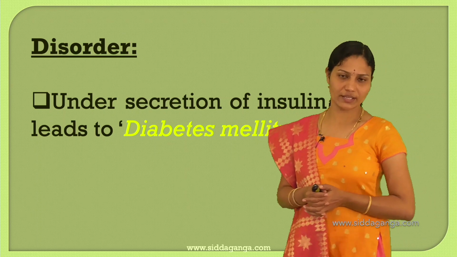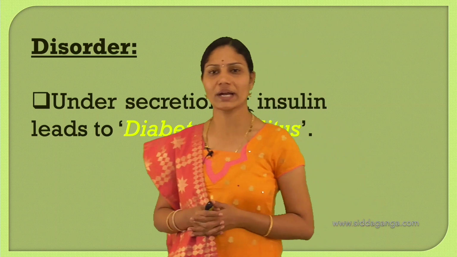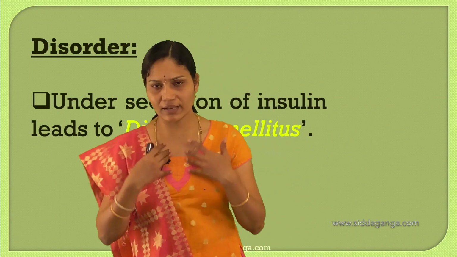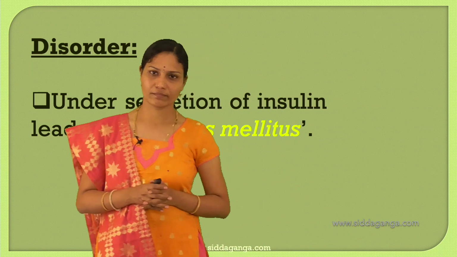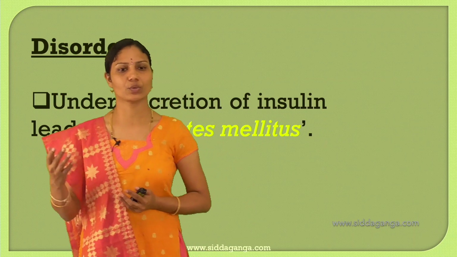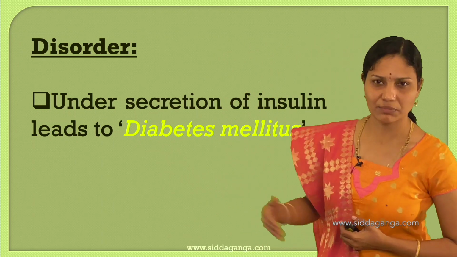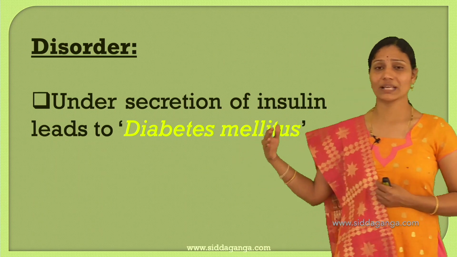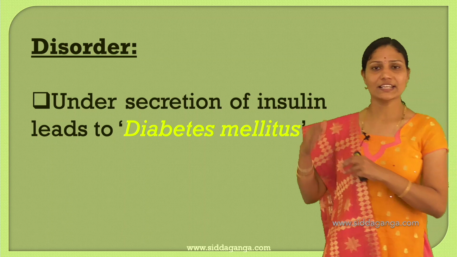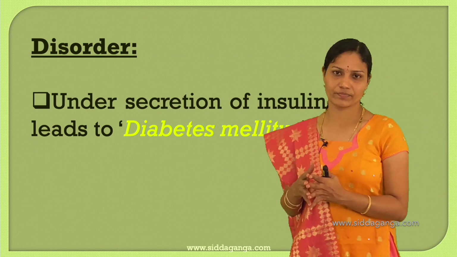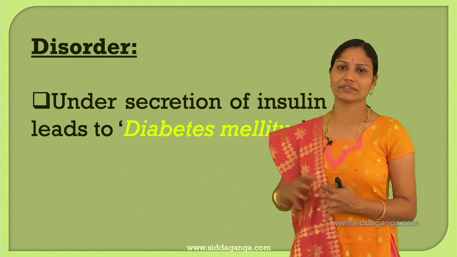Under secretion of insulin: if insulin is not secreted in proper quantity, what happens? Blood sugar level keeps on increasing, so it leads to a disorder called diabetes mellitus. It has got its own symptoms, and if it is not treated, what happens? It leads to the damage of several other organs.